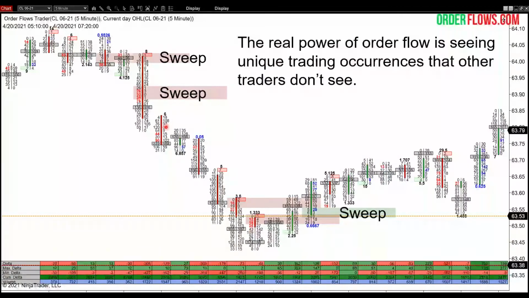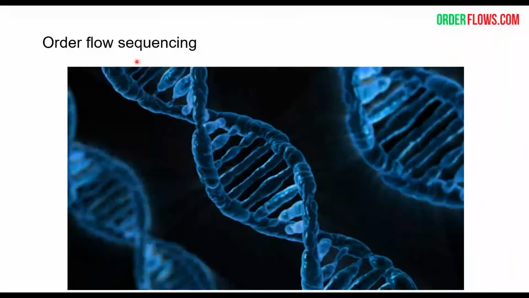So where would you rather be short from? Up in here at 64.00, or short down here at 63.85 after the sweep occurred? Of course you'd want to be short from 64.00 where the first sweep occurred. And that's the real power of order flow. It's going to help you. That's just one little nuance.